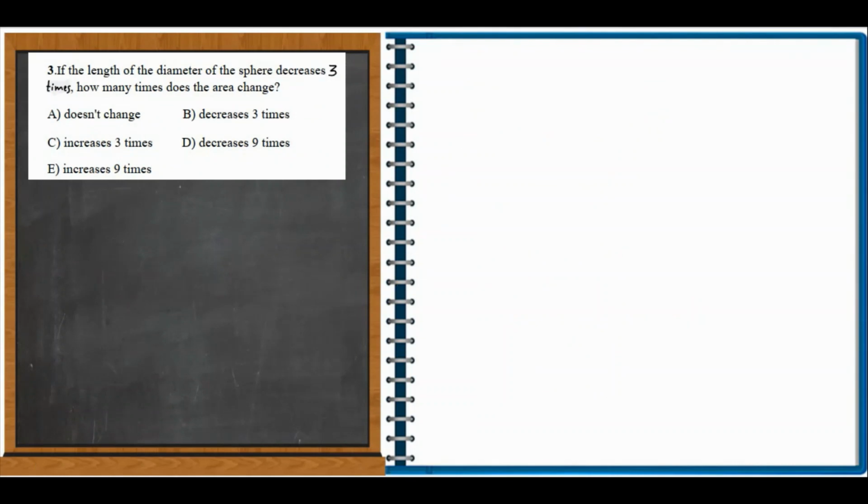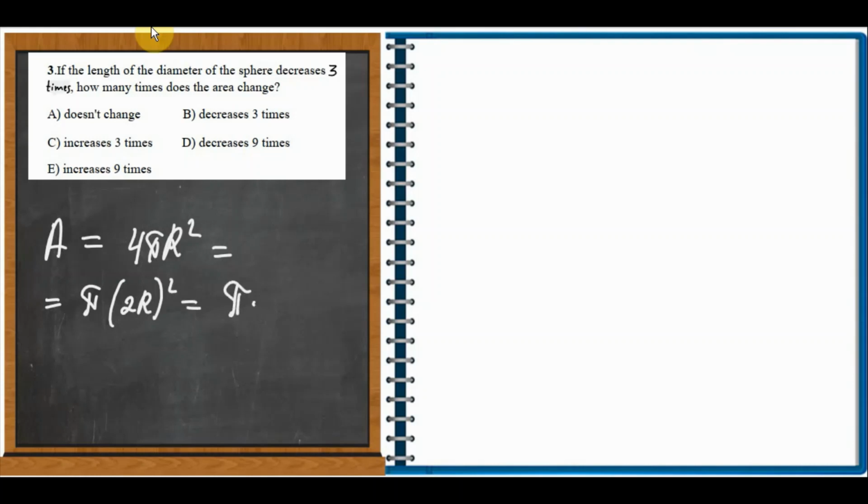Question number 3. If the length of the diameter of the sphere decreases 3 times, how many times does the area change? As you see, we're talking about sphere and the area of sphere and diameter. First of all, we need to know the area formula of sphere. It's equal to 4 pi r squared. Now, we have diameter here, not radius. Therefore, we should show area in terms of diameter. So area is equal to pi. Instead of 4r squared, we can write 2r and squared. As you know, diameter is equal to 2r, so we are going to write d squared instead of 2r squared.